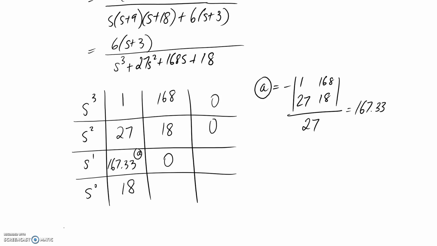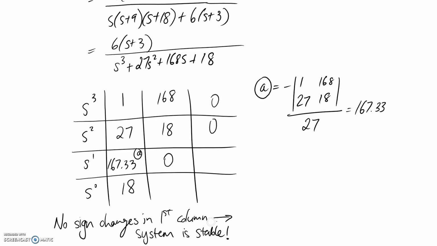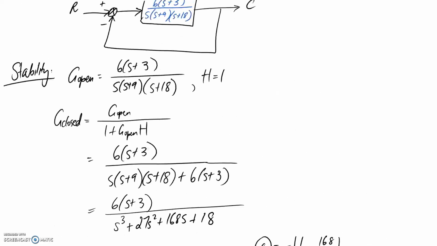So therefore we're going to have an unstable system. Sorry, we're going to have a stable system. Okay, so I've just noted that down at the bottom here, the system is stable. So we can proceed now with our steady state error calculations.